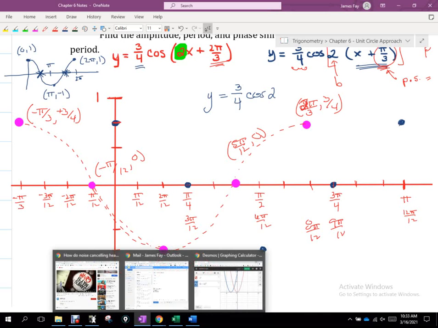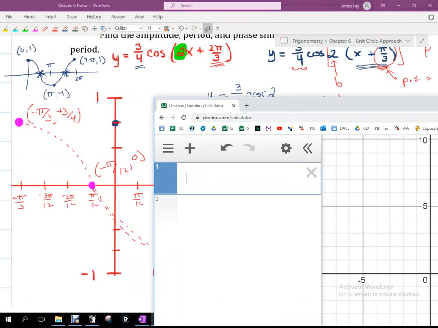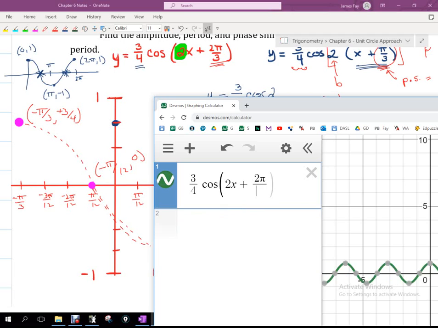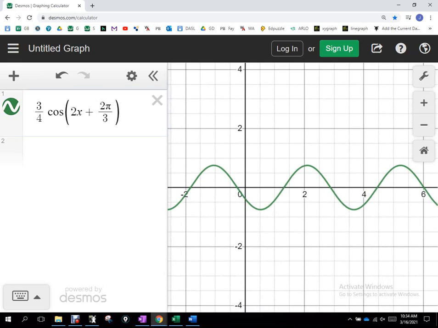Okay. And now I don't know what Desmos is going to do here. So let's just see if I go 3/4 cosine of 2x plus 2 pi over 3. Now, Desmos will always give you these points. So let's see, negative pi over 3, 3/4, negative pi over 12, 0. All right, so y-intercept, pi over 6, negative 3/4. These are the exact same points that we listed, right?